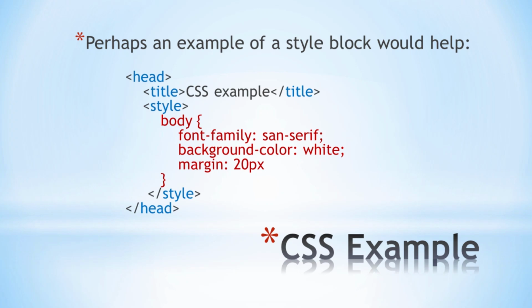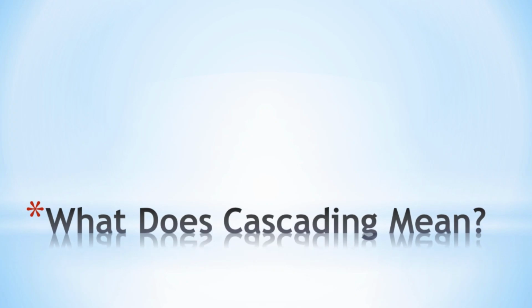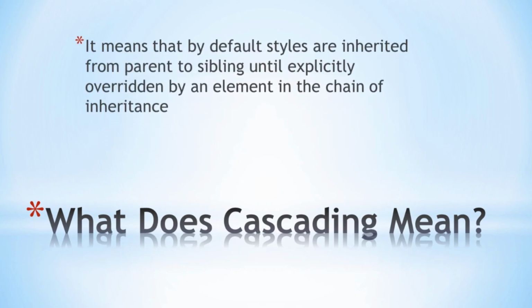So you can see how we're using CSS to configure the look and feel and position of things. Now, the final thing that I want to cover is, what does cascading mean? Well, cascading in this case means that by default, anything that is set by one element higher in the parent to child hierarchy of elements on the page gets inherited down to all siblings until explicitly overridden by one of the siblings in the chain of inheritance.